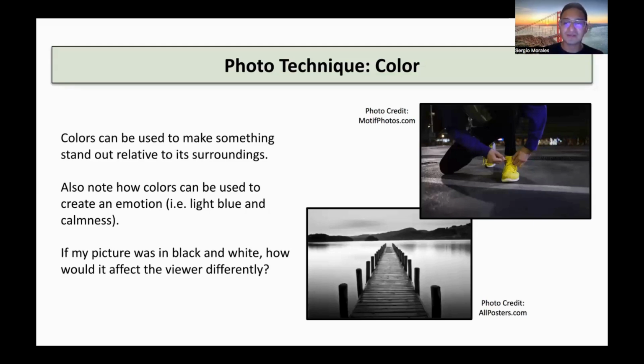So in here, you can see that there is the picture that is in black and white. You can see that there's a pier, but because it is in black and white, it creates this sense of eeriness in the picture. Like it is something that's coming out of a horror movie or a scary movie of some sort. But let's say the picture was in color instead.